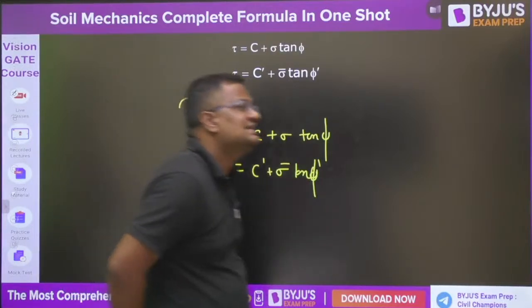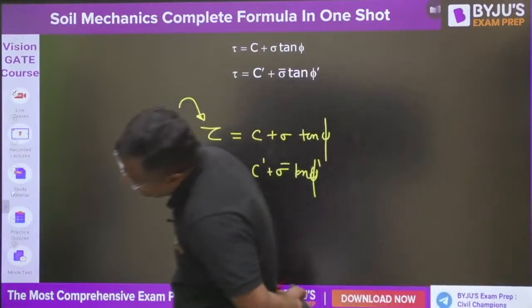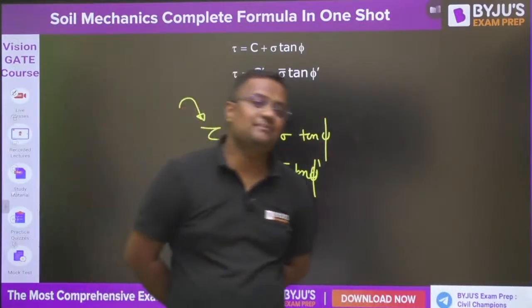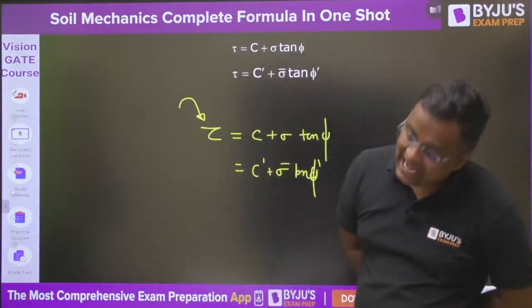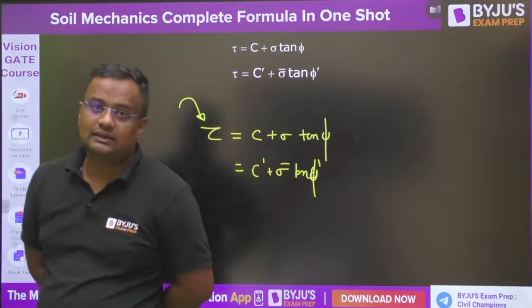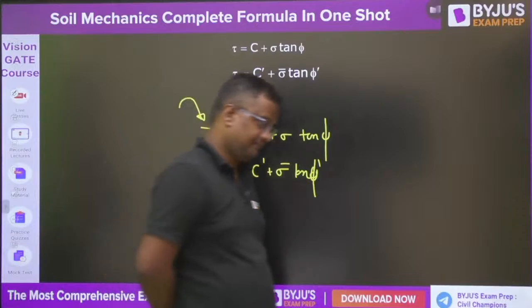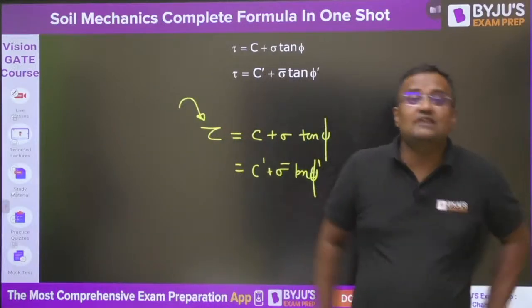Guys, see, C and phi are not inherent properties of soil. For the same soil, C and phi can be different. It depends on the type of testing, type of conditions. C and phi are not constant, guys.